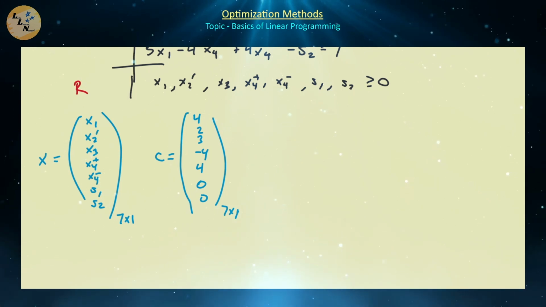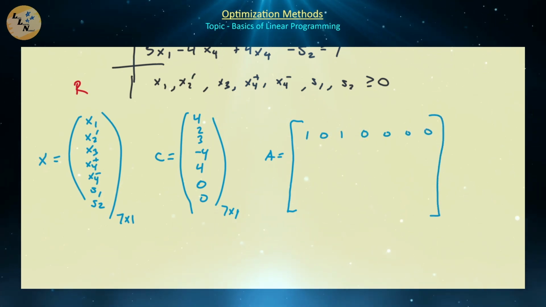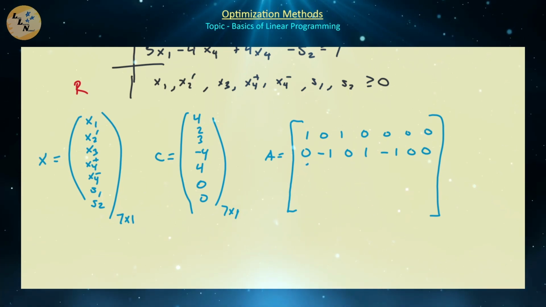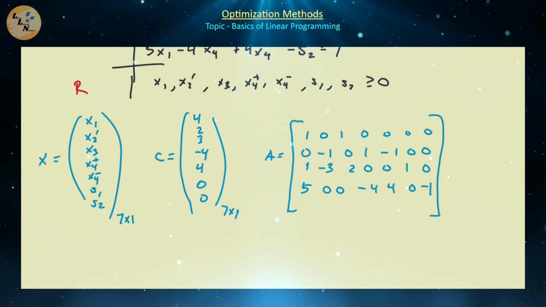And then we have our coefficient matrix A. So A is going to be rather large. So we're going to have 1, 0, 1, and 1, 2, 3, 4 zeros. And then on the second row, we're going to have 0, minus 1, 0, 1, minus 1, 0, 0. And then we're going to have, let's see what was on that next row. That's going to be 1, minus 3, 2, 0, 0, 1, 0. And then we're going to have 5, 0, 0, minus 4, 4, 0, minus 1.